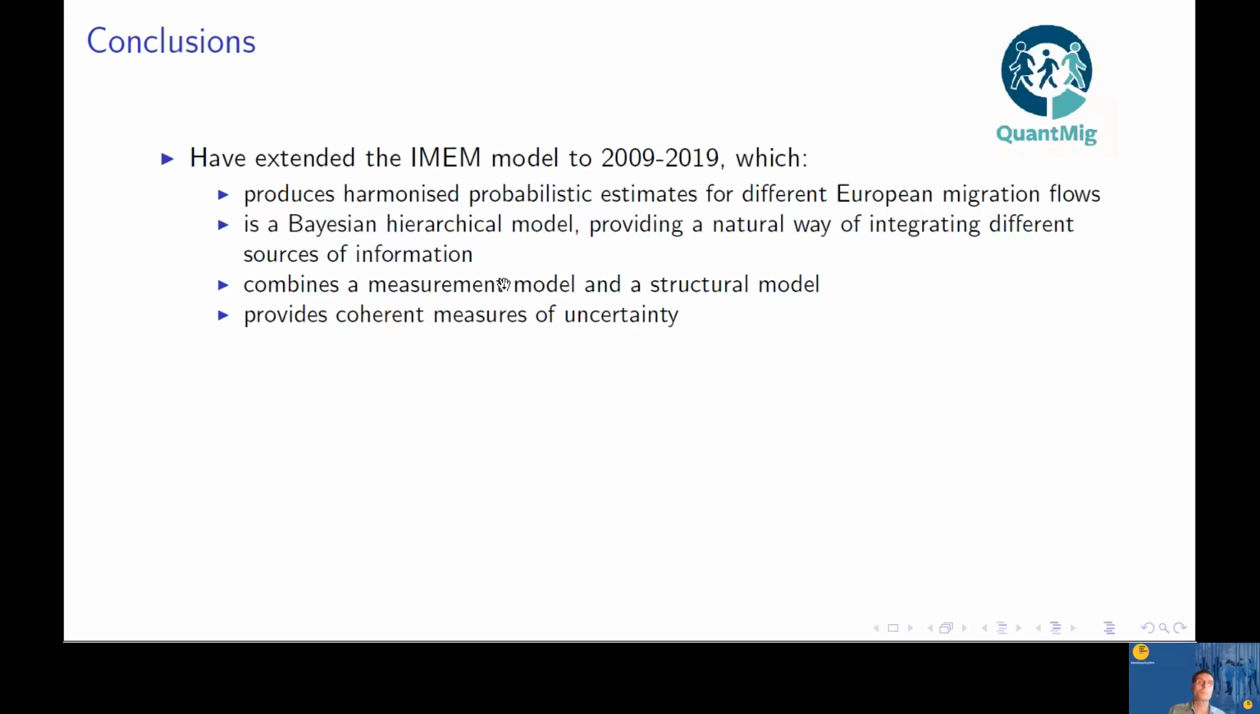So to conclude, we've extended the IMEM model to data for 2009 to 2019. So we have now produced harmonized probabilistic estimates for different European migration flows. We're using this Bayesian hierarchical model, so it's providing a natural way of integrating different sources. We have combined a measurement model, which corrects for the inconsistencies in the observed or reported data flows, and a structural model, which helps us to impute missing flows, and we have coherent measures of uncertainty.